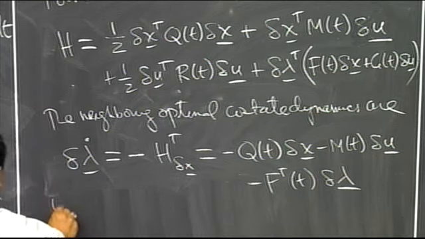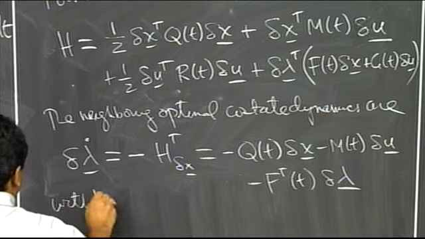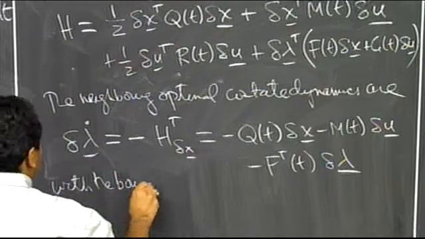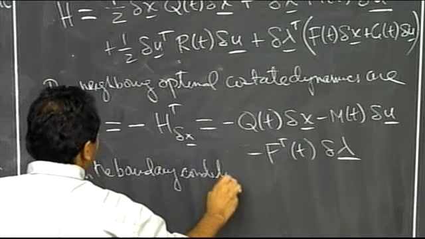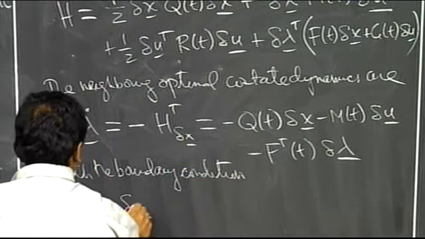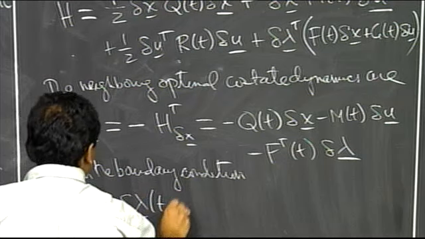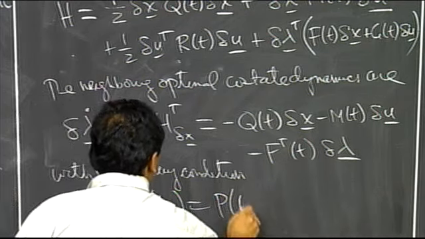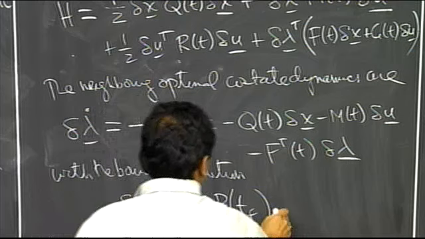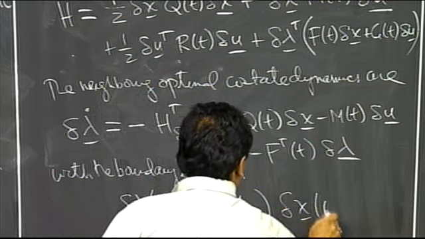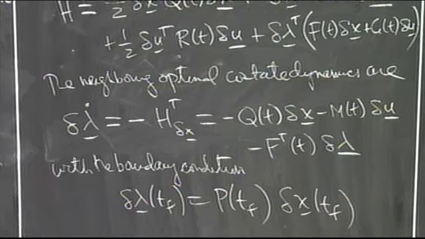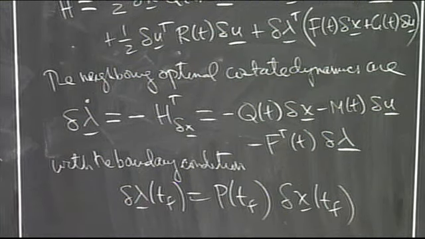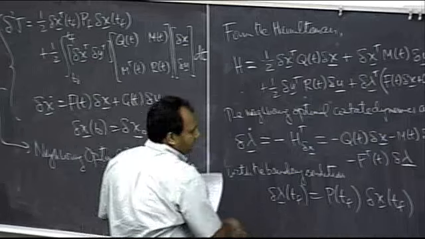Now, with the boundary condition, delta lambda at t_f has to equal P at t_f times delta x at t_f. That comes from the fact that if you look at this cost function, if I apply the transversality conditions at the final point, I'm going to get that result right there. Or it should just be P_f.